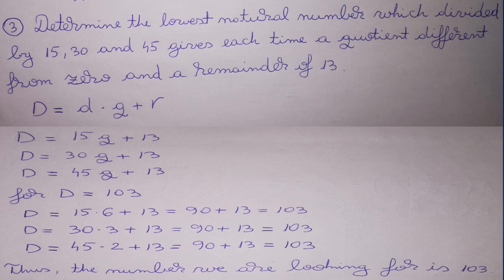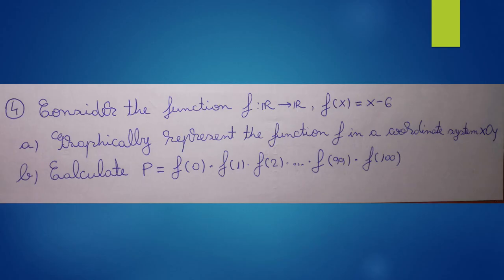For d is equal to 103, all these three conditions are satisfied simultaneously, so the number we are looking for is 103.